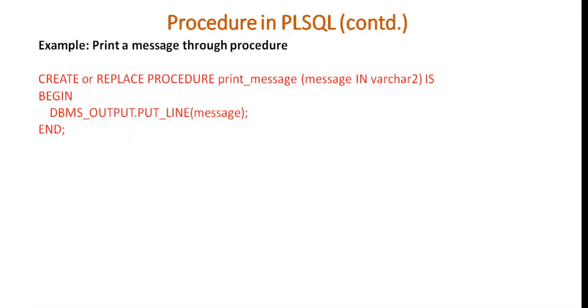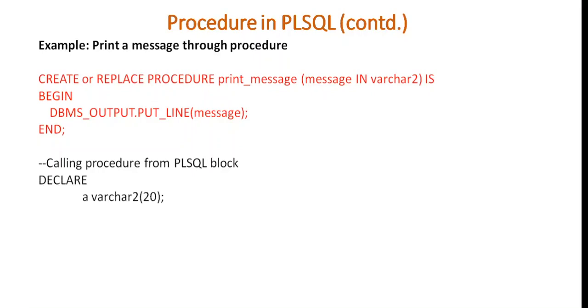Then the BEGIN statement is there. In the begin section, we are just printing that message, DBMS_OUTPUT.PUT_LINE(message). Okay, so this is a simple procedure. Now let's see how to call this procedure from any block. Here we are writing a block, which is declared by using the DECLARE section. We are declaring one variable a, which is of character type, and the size of that variable is 20.